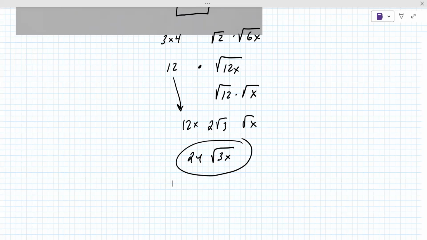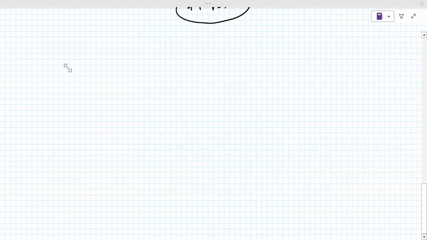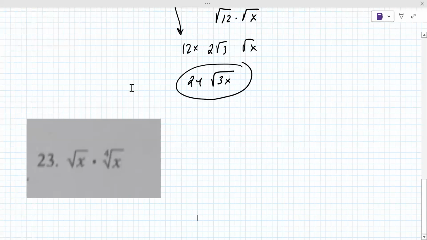So multiplying, you multiply the stuff outside the roots. You multiply the stuff inside the roots. Okay. New problem here. Let me know when you're ready or if you need to get caught up on any of that last stuff.